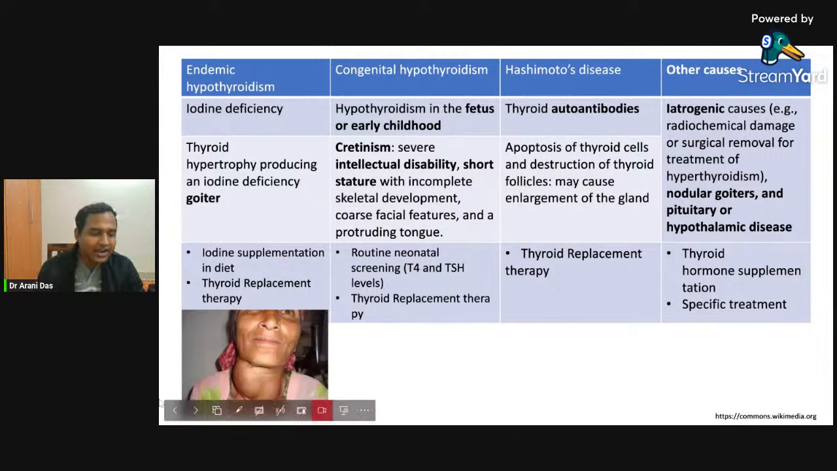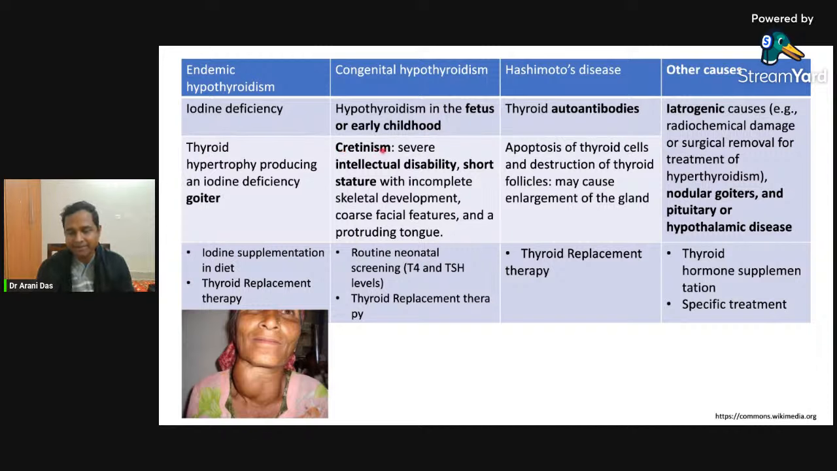This is how a subject with iodine deficiency shows iodine deficiency goiter, enlargement of the thyroid gland because of iodine deficiency and excessive TSH release. The next condition is congenital hypothyroidism. Congenital hypothyroidism means hypothyroidism present in the fetus or at the level of early childhood. This produces a specific syndrome which is called cretinism.